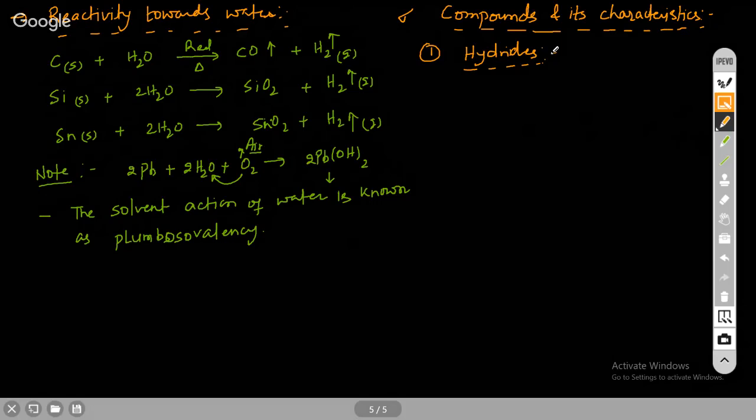Write down the hydrides of tin, we call them stannane. For germanium, we call them germanium hydrides, or germanes. Both are the same thing. These stannanes, you write down, are less stable and strong reducing agents.